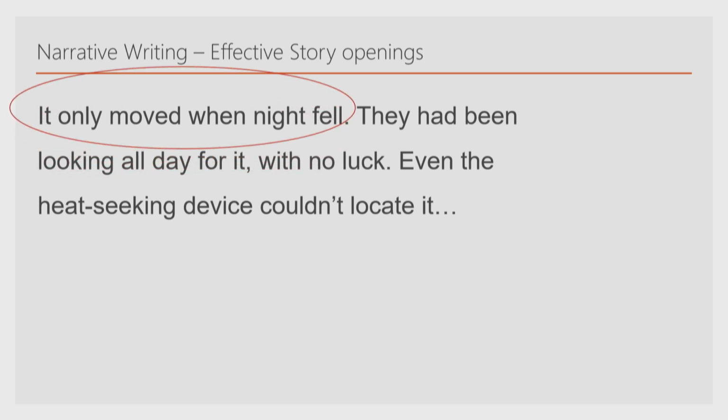Note the use of the pronoun it. We do not know who it refers to, and this arouses the curiosity of the reader. Creating suspense and mystery with the first line is a good way of teasing your reader and making them want to read further.